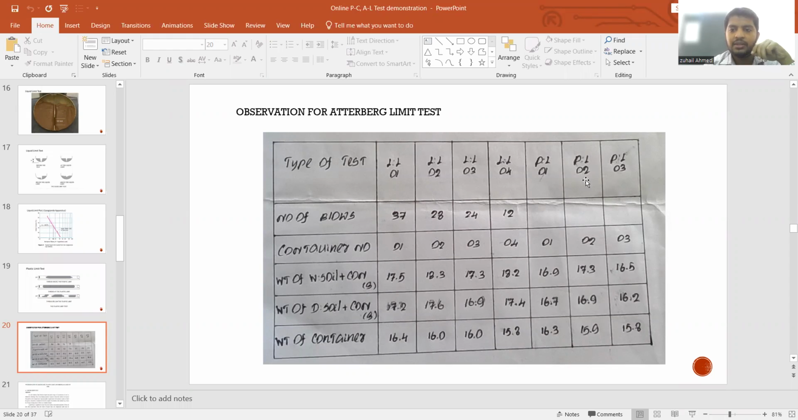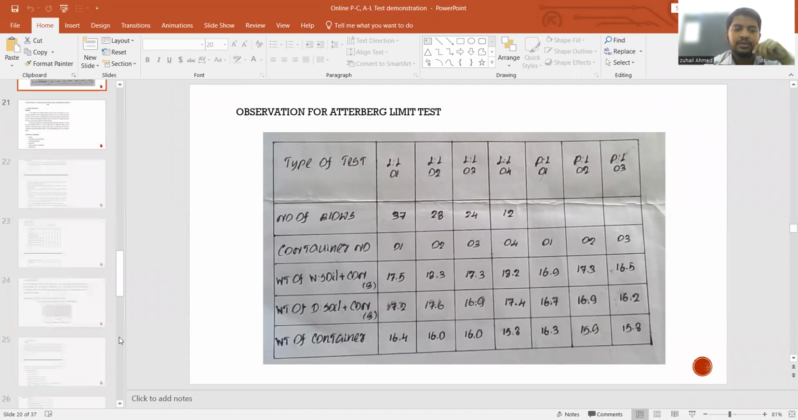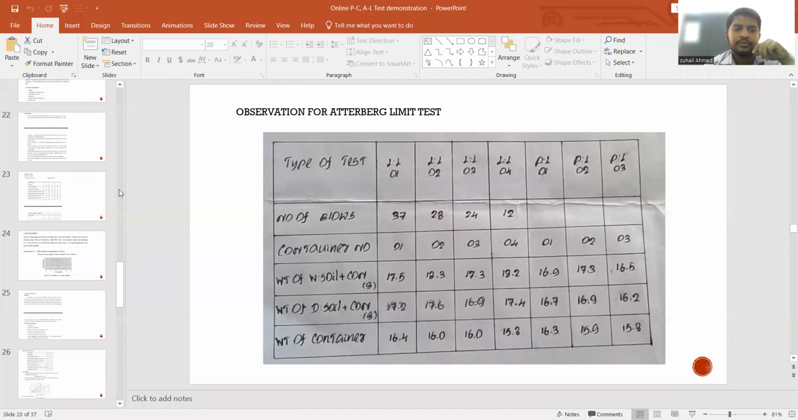Then plastic limit, 3 samples. I already told you, when it crumbles at the 3 millimeter diameter rod shape, you can get the plastic limit. You can take the average of that. So that is the plastic limit of the particular sample. Okay.